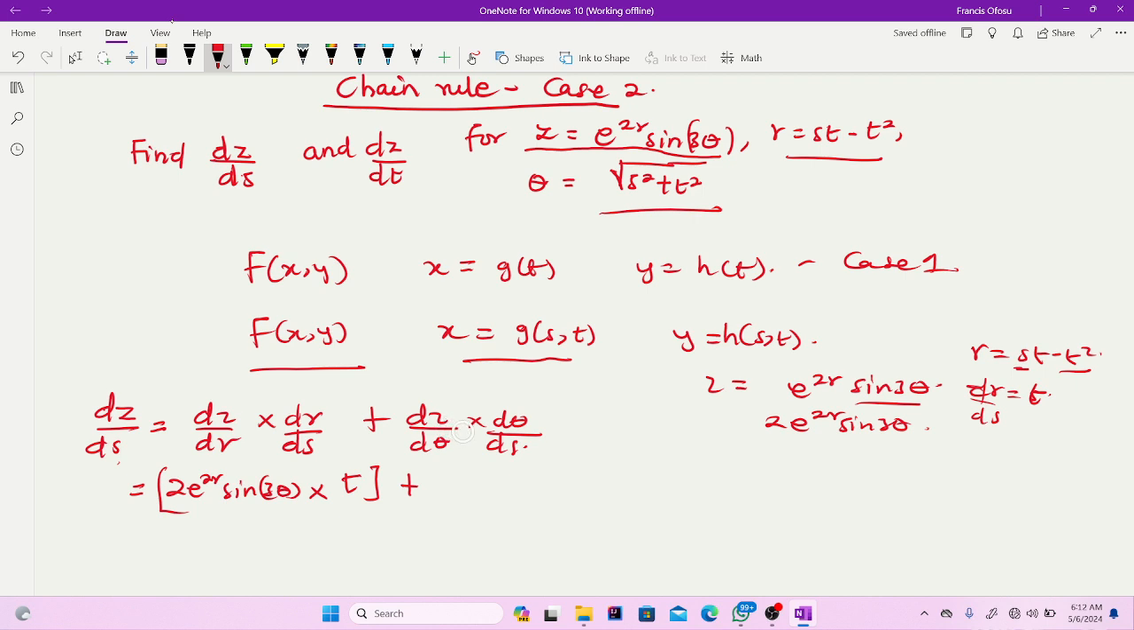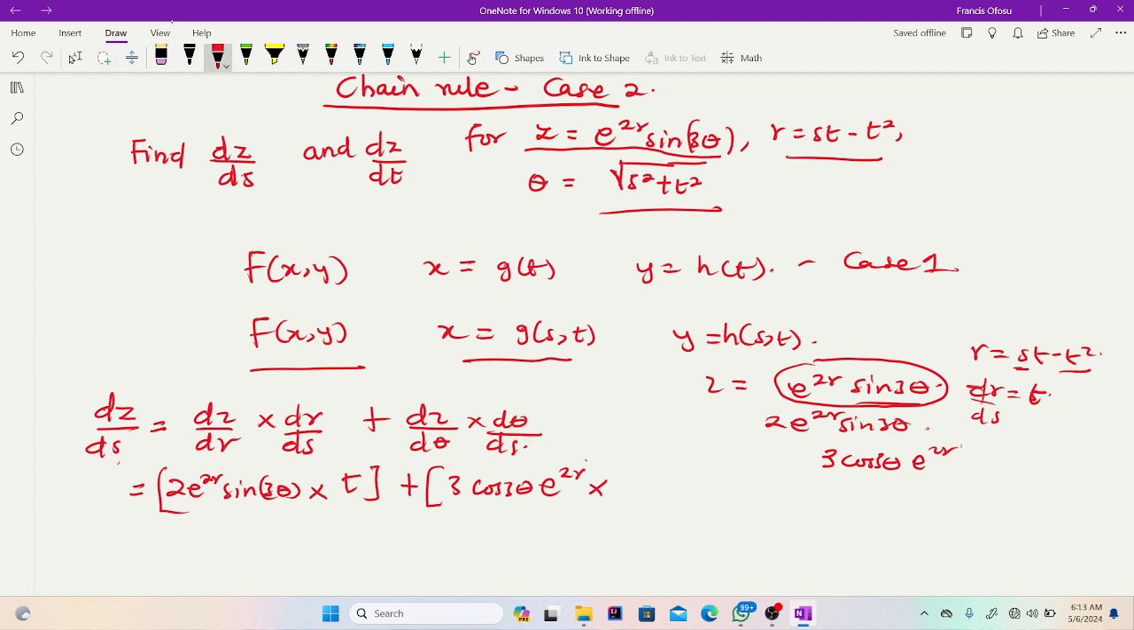when I come here, the partial z on theta, I'm differentiating the whole thing with respect to theta. Theta here is a trig function, right? But once I'm differentiating with respect to theta, my r becomes a constant. Take note. So I'll simply have 3 cosine 3 theta multiplying e to the power 2r. Then this inner function times the partial theta on s.